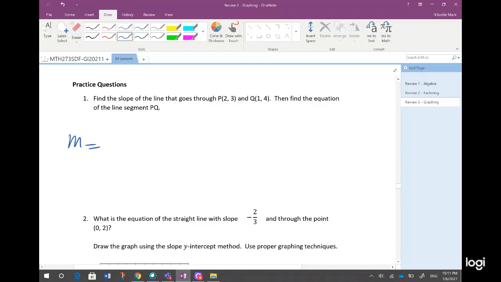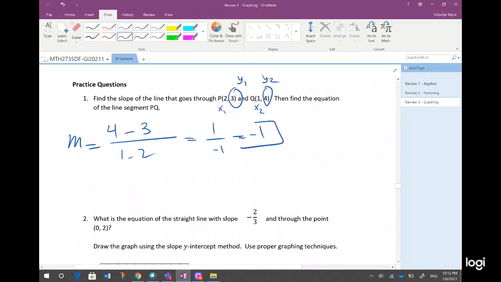Okay, a slope is 4 minus 3, y2 minus y1 over 1 minus 2, because x2 minus x1. Okay, so which is 1 over minus 1, which is minus 1. Okay, so the slope is negative, so the line is going down. If I go to right, I go 1 unit down.